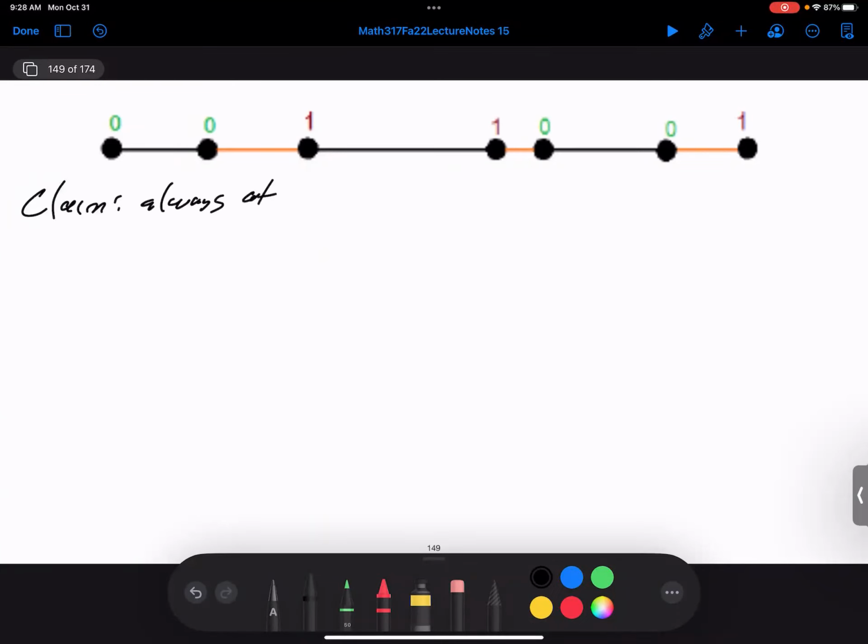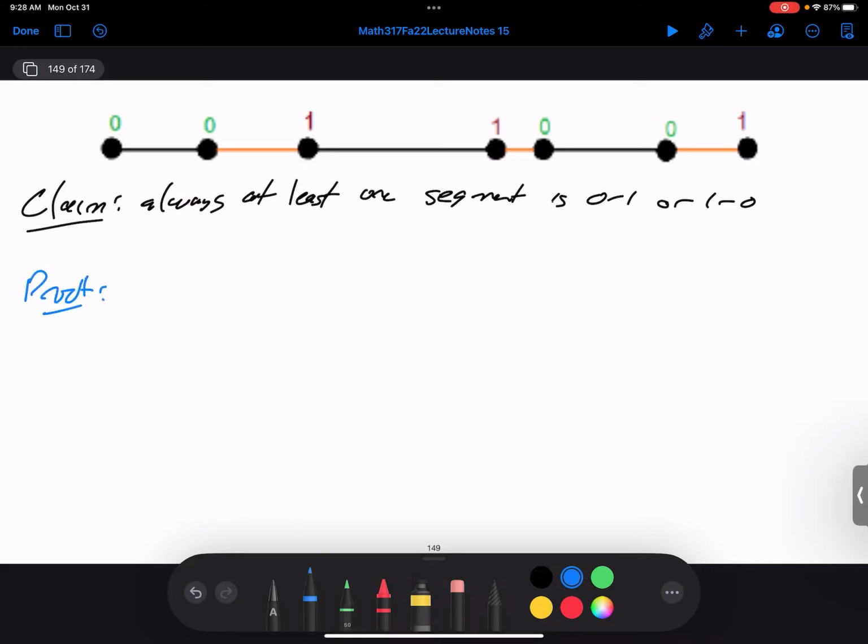Always at least one segment is 0, 1 or 1, 0. And the proof is really straightforward. So let's imagine we have a bunch of dots.